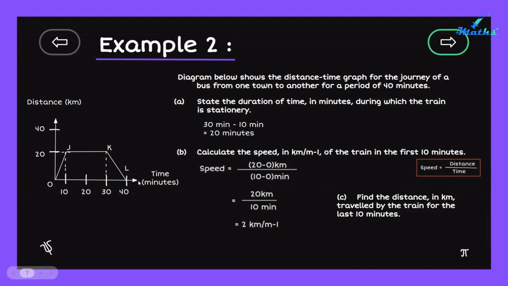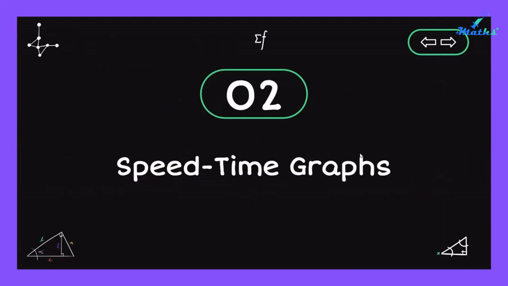So we just take 20 minus 0, which is 20 km. See that? 20 km minus 0 km equals 20 km. So next, we have finished the distance time graph and we will move on to the speed time graph.